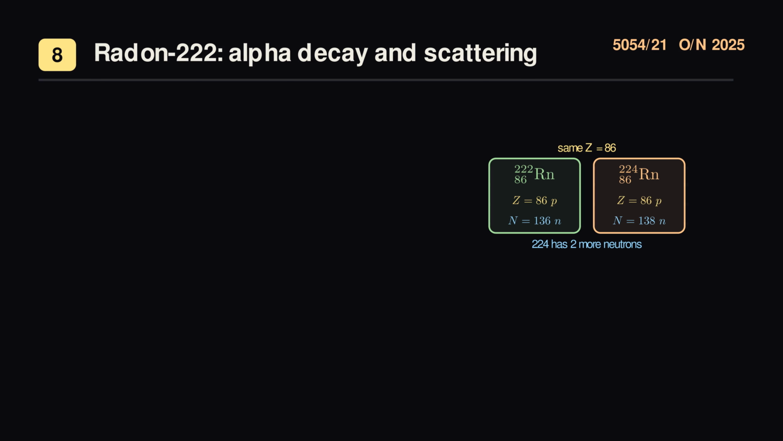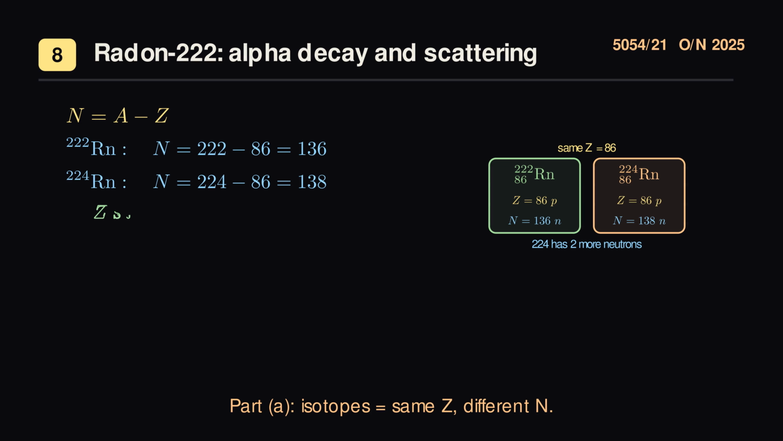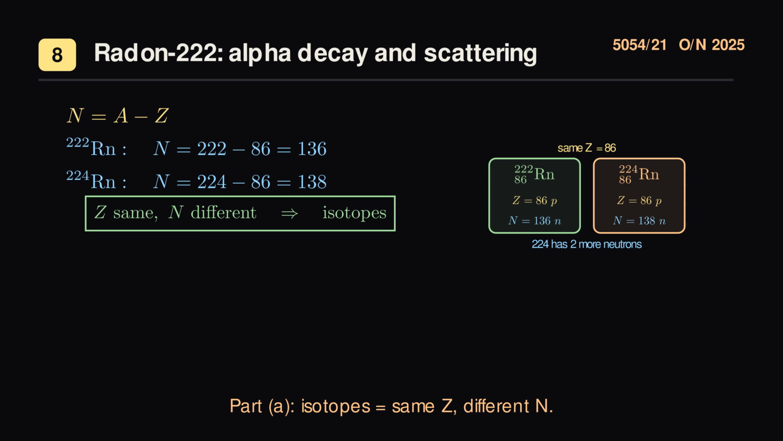Question 8. We compare radon isotopes, complete an alpha decay equation, and use alpha scattering to infer the nuclear model. Part A. Isotopes have the same proton number but different neutron numbers. Both radon nuclei have proton number 86, so they are the same element. Radon-224 has 2 more nucleons, so it has 2 more neutrons.